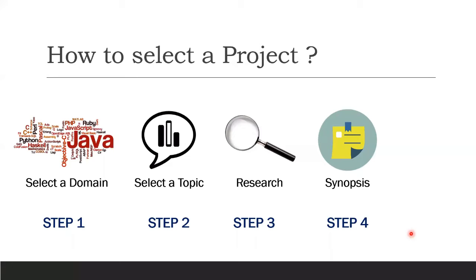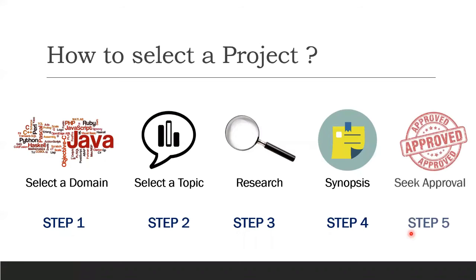After making the synopsis, the last step is to seek approval. Once it is approved, that title gets assigned to you and you're not supposed to change it again. So this title is going to stick to you in both semester 5 and semester 6.